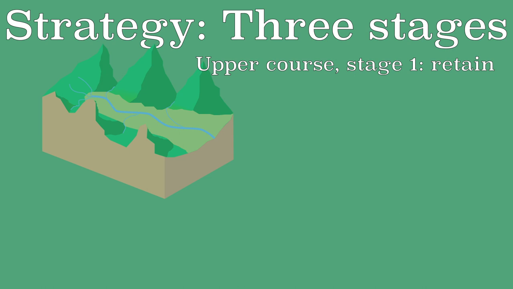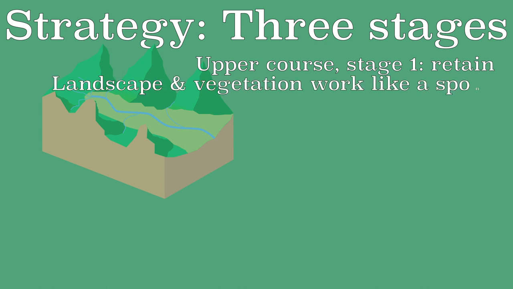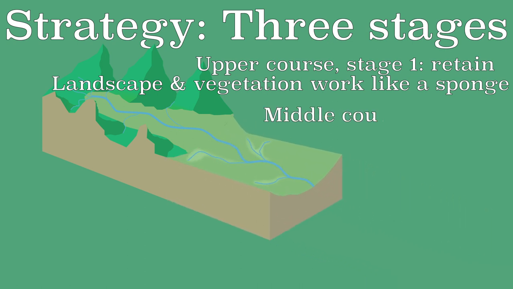You have already seen in the previous video that a landscape can better retain the water if there is a lot of vegetation. This reduces peak discharge and therefore the risk of flooding. Second, in the middle course, the water is also stored, but in surface water instead of in vegetation in the soil, for example in lakes. This can also limit the peak in the discharge, which reduces the risk of flooding.